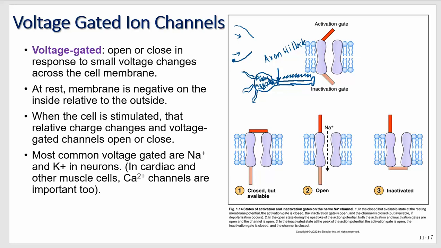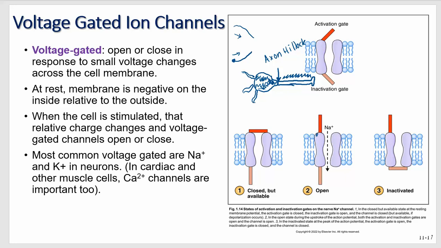So they're going to detect that there has been a depolarization event that takes place. And that's what this is kind of showing a picture of. But really, all it has to do with is that there are charged or polarized amino acids sitting on this protein, so that it changes configuration and opens up when a potential difference happens, when a charge difference happens. So the voltage-gated channels open or close in response to small voltage changes across the cell membrane.